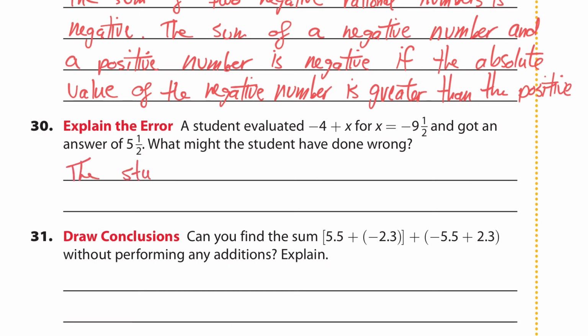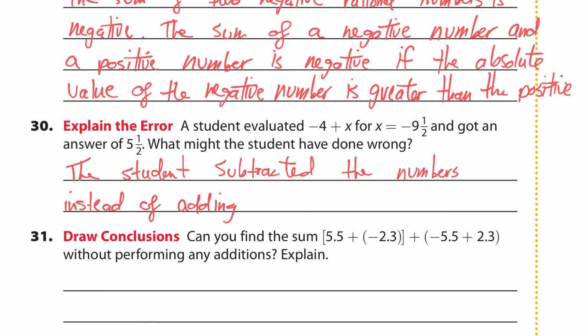The student subtracted the numbers instead of adding. Yeah, I would just say that because the correct answer is what? Negative 13.5. Yeah.